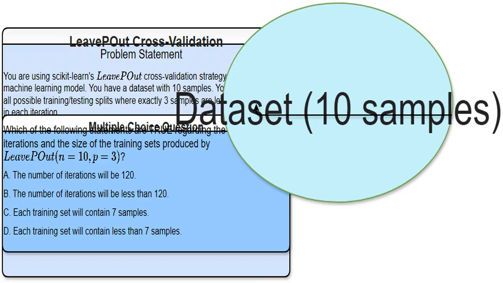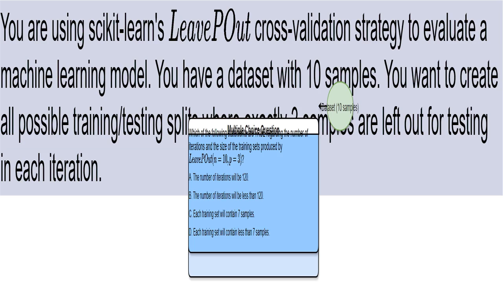This simply tells us the total number of samples, data points, in our data set. It's 10. This number is crucial for calculating the number of iterations in LeavePOut cross-validation. This is the multiple choice question that I will answer using information provided in the problem and the calculations based on the given context. We need to determine which statements are correct about the number of times the LeavePOut method runs iterations and the size of the training datasets it creates.